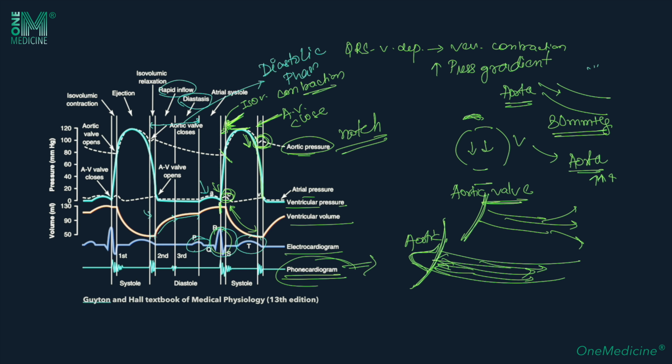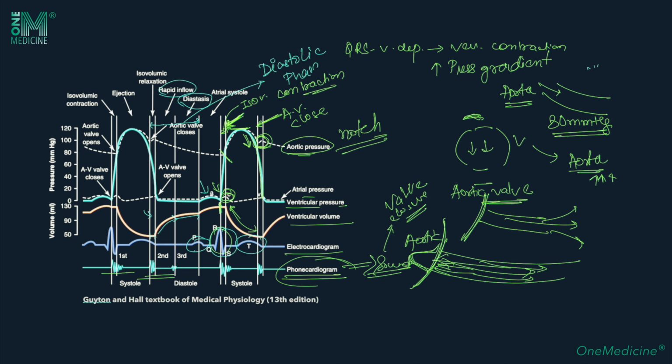Now we all know the sounds that are heard during the cardiac cycle are basically due to the valve closure. It is not because of the opening of the valves, because that is a very soft process, so it does not produce too much sound. The closure of the valves is a sudden process, so it produces sound, which is known as the first heart sound and the second heart sound.